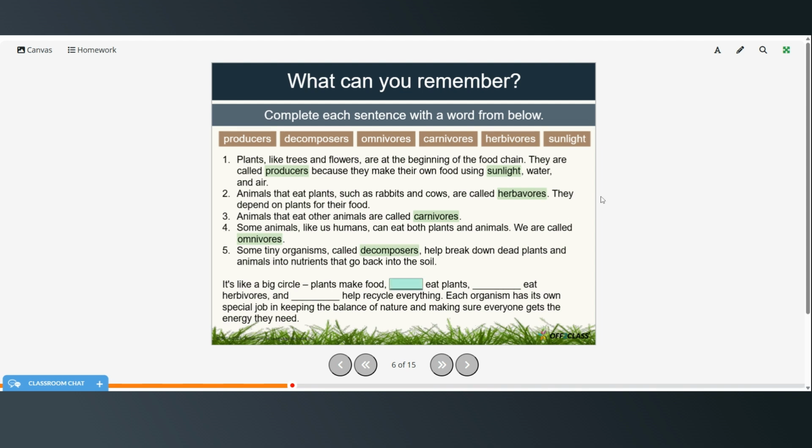Plants make food. Herbivores eat plants. Spelled herbivores there. Carnivores eat herbivores. And decomposers help recycle everything. Each organism has its own special job in keeping the balance in nature and making sure everyone gets the energy they need.